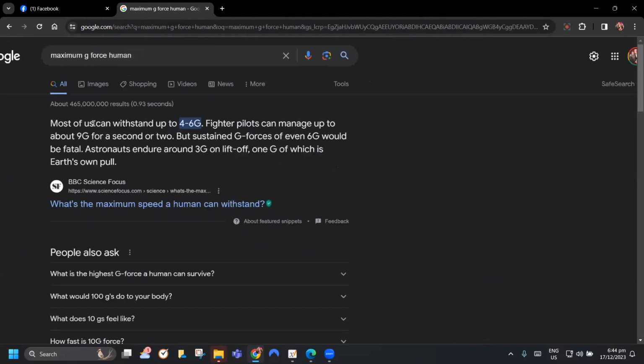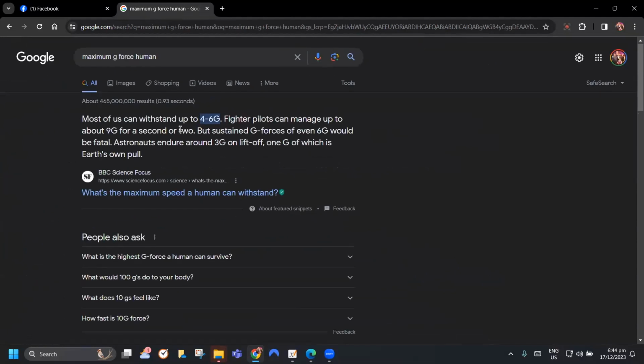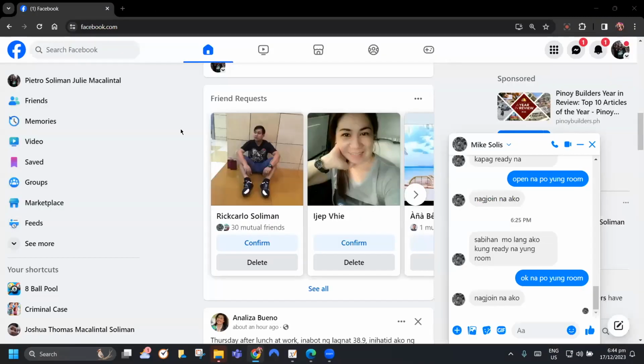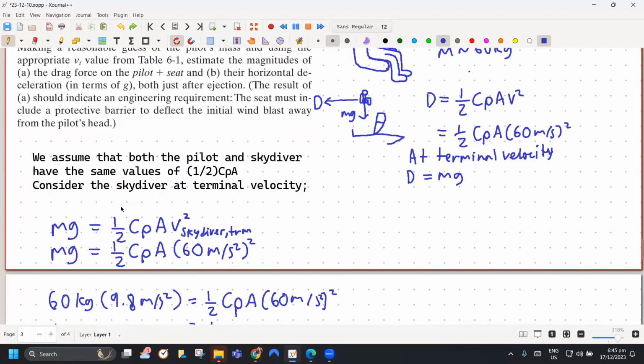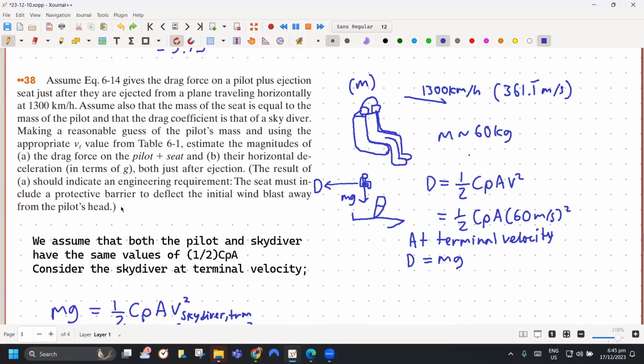Our assumption here is sustained. It takes a few seconds to eject, so he will slow down. But even so, 18 is more than twice what a person can survive. So he needs protective gear, something like a retarder for the speed, for the acceleration. The result should indicate an engineering requirement.